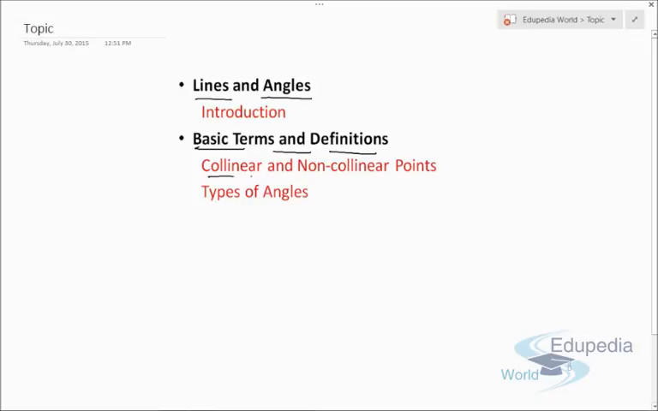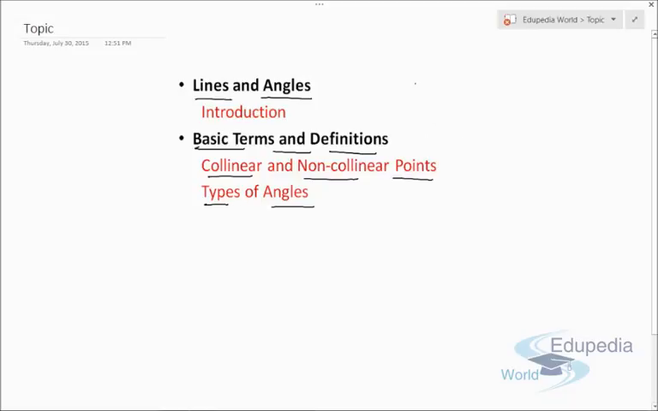Then we'll discuss what collinear and non-collinear points are, how collinear and non-collinear points are useful in lines and angles to solve the questions, and what its practical use is, how you can use it further. Then we'll discuss different types of angles, what an angle is, what the different types of angles are, how these angles are used in geometry, and how you can implement the theorems and everything.